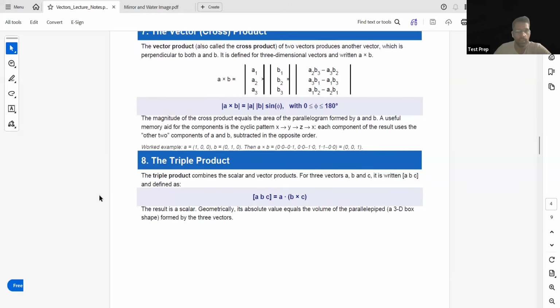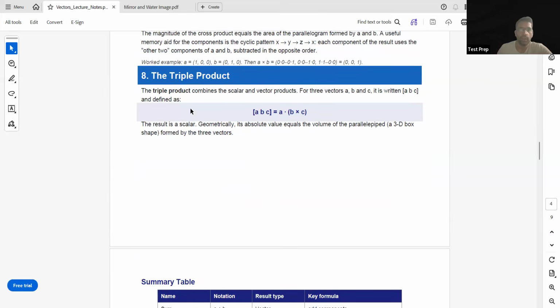Now come to the triple product. The triple product combines the scalar and vector product. For vectors A, B, C, it is written as [A, B, C], defined as A dot (B cross C). We take the cross product of B and C and then the dot product with A. It's called the triple product. A, B, C values are given and we have to find it.